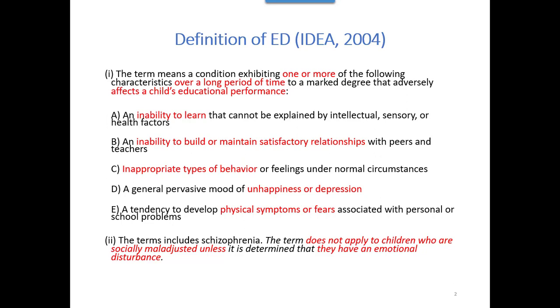Except when you get to Part II. It specifically says it does include schizophrenia. It does not include maladjustment. So socially maladjusted children are not included in this category unless they also have an emotional disturbance as well. So it's saying you can have the inability to maintain good relationships and inappropriate types of behavior, but if they're not due to an emotional problem, you're just socially maladjusted, it doesn't apply to you.